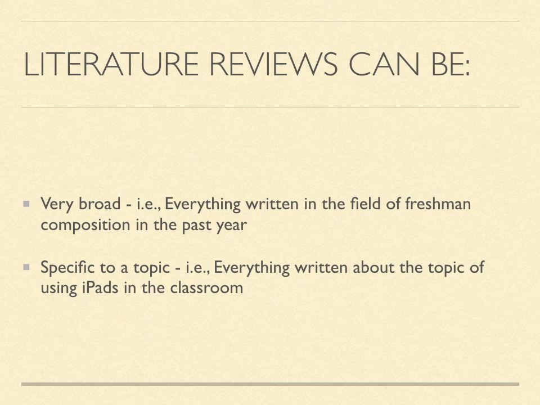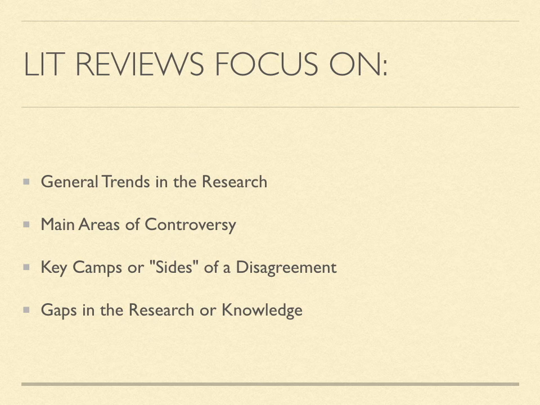Literature reviews can be very broad or very specific. They may cover, for example, everything written in the past year about first-year writing, to use an example from my field. Or they may be about a particular area of study, everything written about using iPads in the classroom, for example. A literature review will focus on general trends in the research. For example, most researchers in this area have chosen to use small samples for polling.